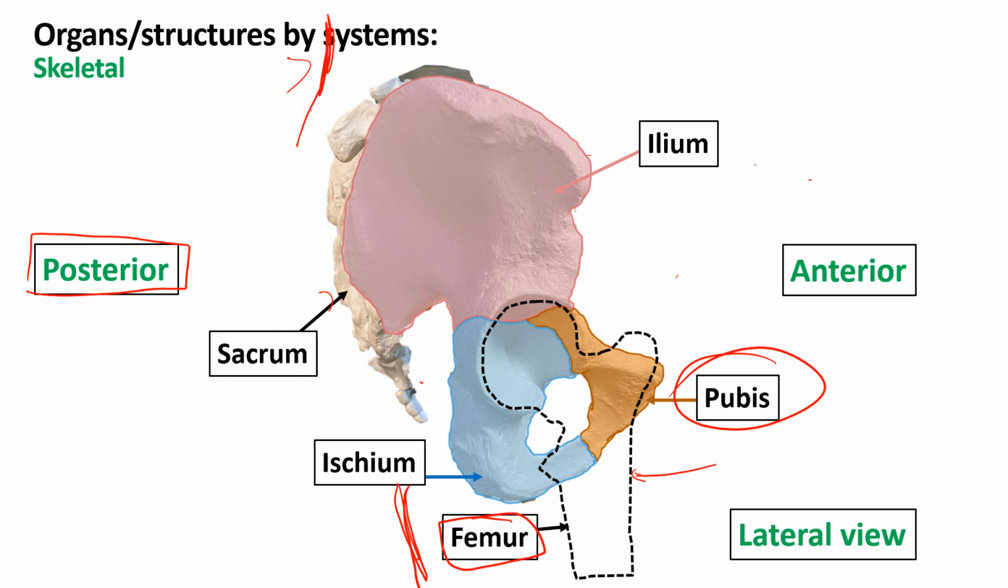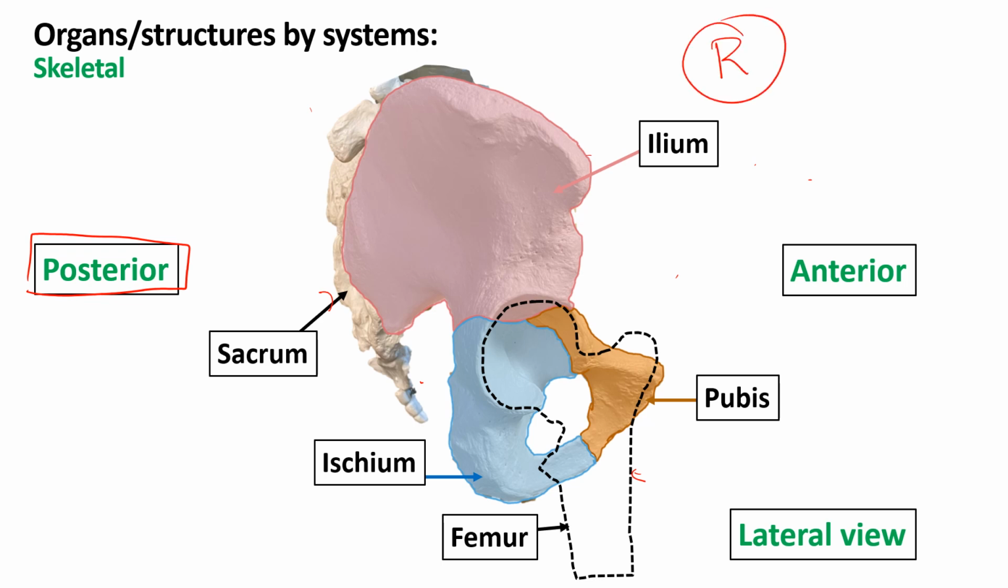So just by looking at this picture, pause the video and ask yourself, which coxal bone is this? Is this the right coxal bone, or is this the left coxal bone? What do you think? All right, if you got it right, that is correct. This is the right coxal bone.